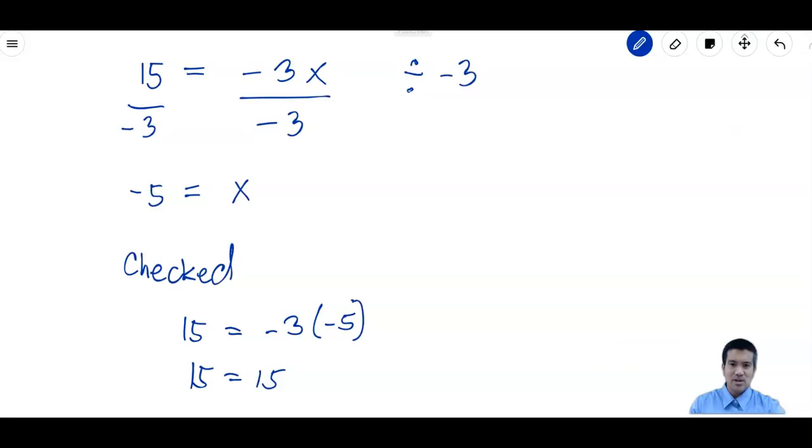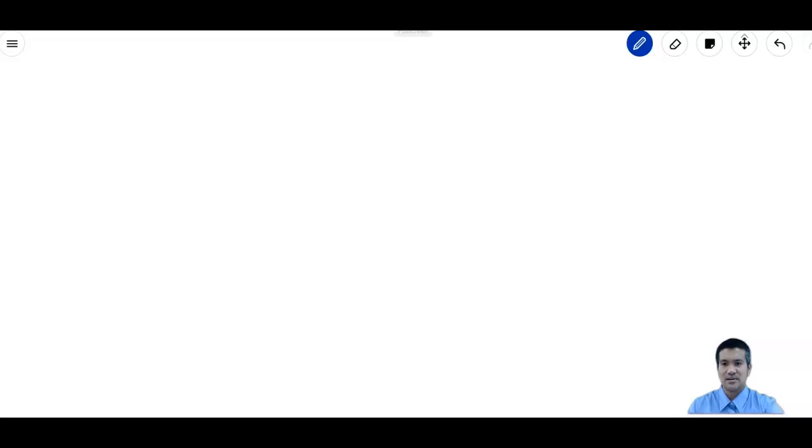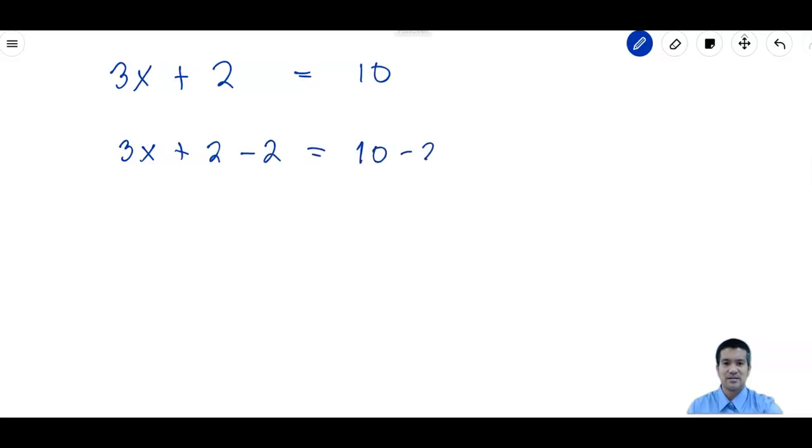Now, let's solve some more equations. So for example, if we will combine an equation. So for example, we have 3x plus 2 equal to 10. Okay, for example, if we have this equation. So first thing we will do, we have to subtract, or we have to add -2, or we have to subtract by 2. So therefore, we will have 3x plus 2 minus 2 equal to 10 minus 2. So therefore, we have the remaining now as 3x equals to 8.